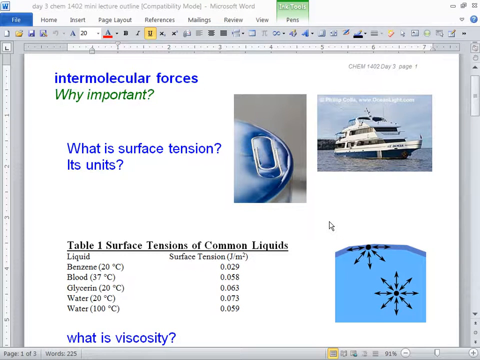So that's our introduction to intermolecular forces, these forces that exist between molecules. So why is it important? Well, it really describes why liquids, especially liquids, do what they do.